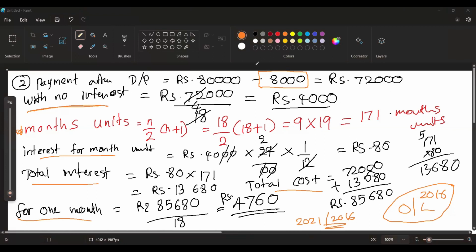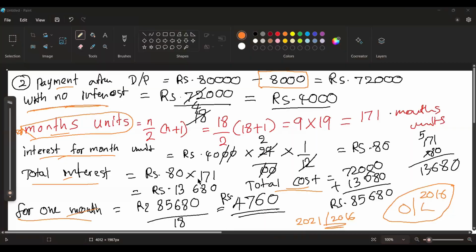Count the steps: 1, 2, 3, 4, 5, 6, 7. At least 7 steps there. There are 7 steps, but you have to remember only the equation, months units. You have to follow the months units, only that. Okay. You can do that one.